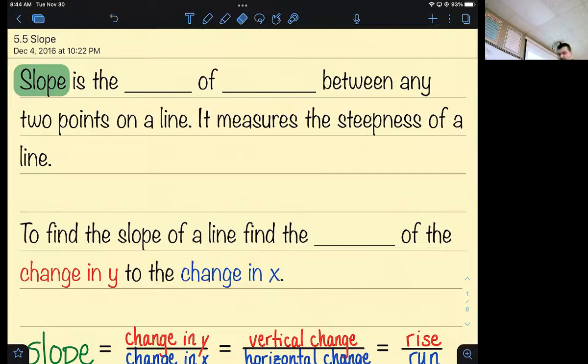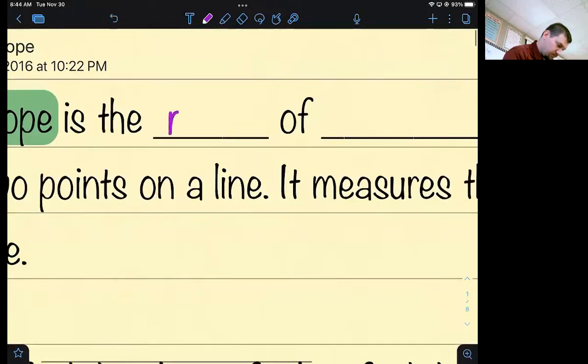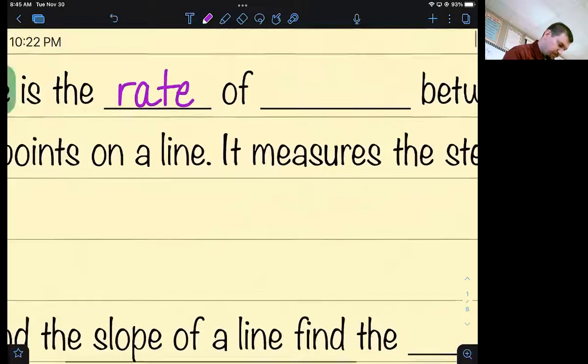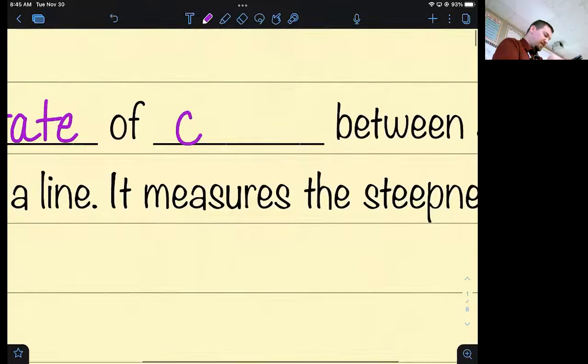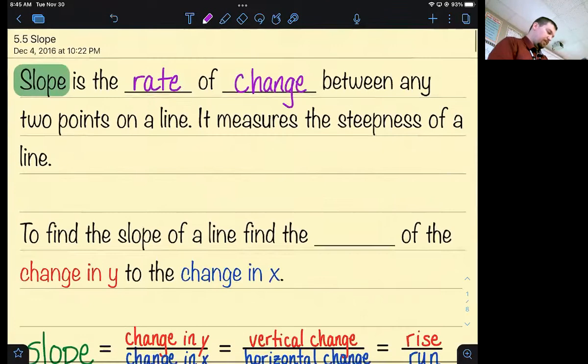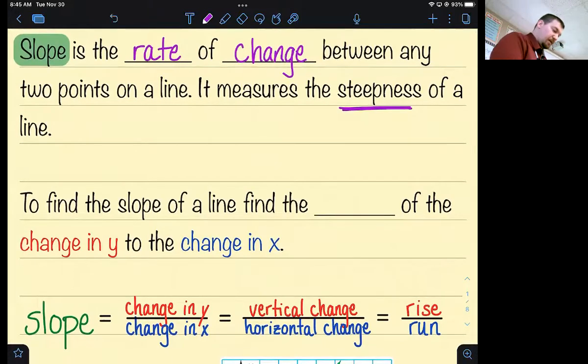Okay. So slope is the rate of change. Maybe if I could actually write it. Slope is the rate of change between any two points on a line. It measures the steepness of that line. So to find slope on a line, we're going to find the ratio.